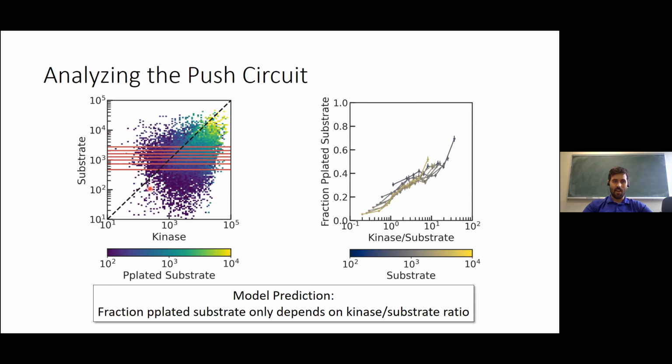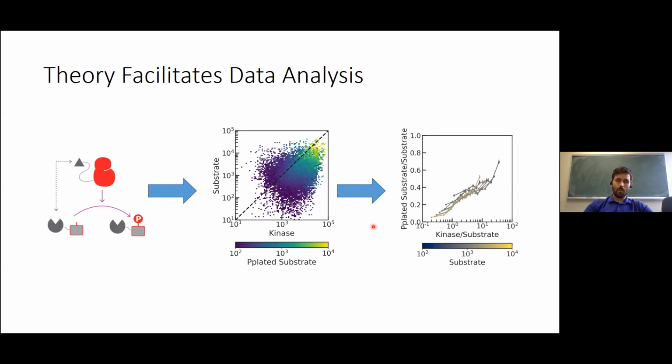And this is not something that's obvious by looking at the raw data. You can see now that the fraction of phosphorylated substrate clearly depends on the ratio of the kinase to the substrate. So what you can see here is that the theory, even before we've done any inference about biophysical parameters, has already facilitated the way we go about analyzing data and even determining whether the experiments are working.